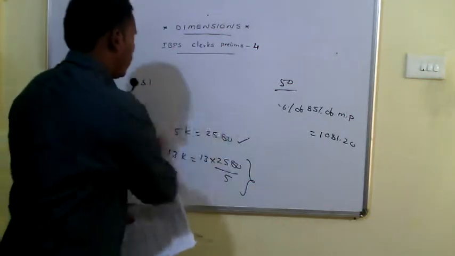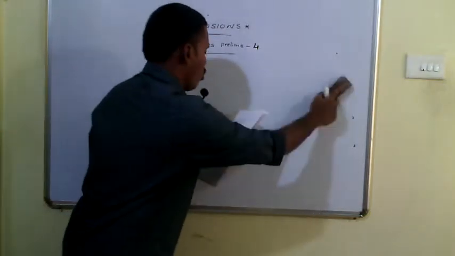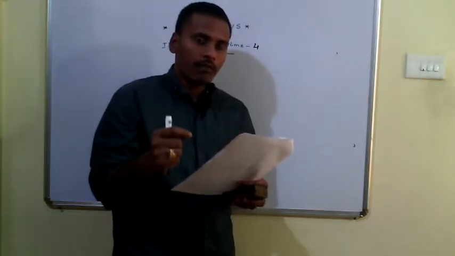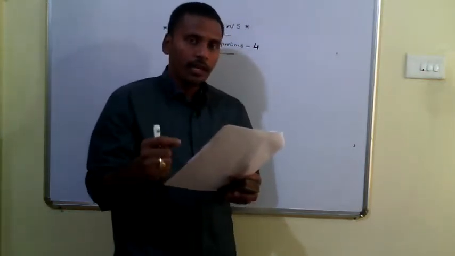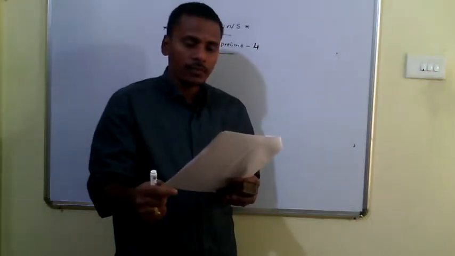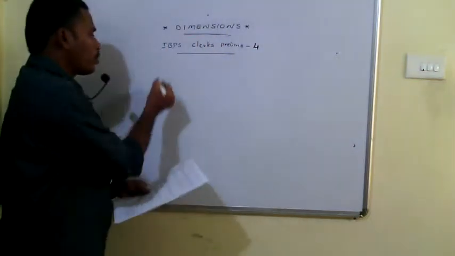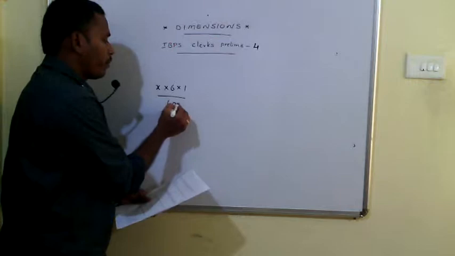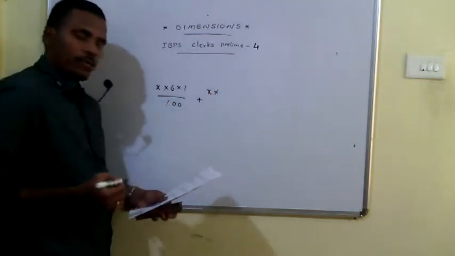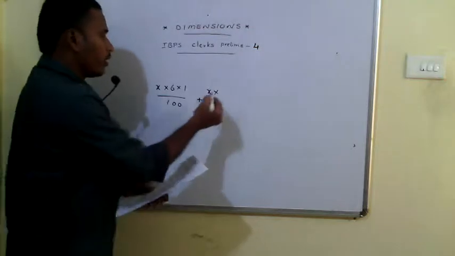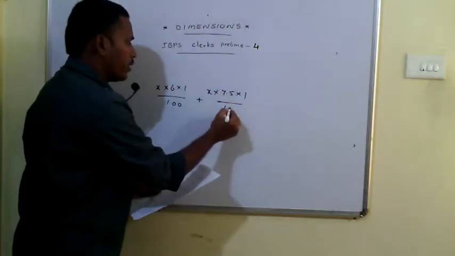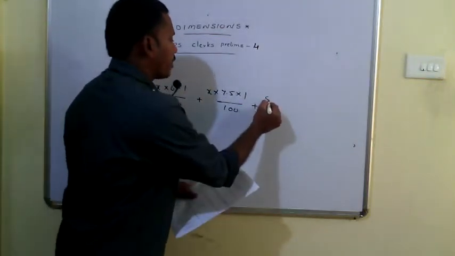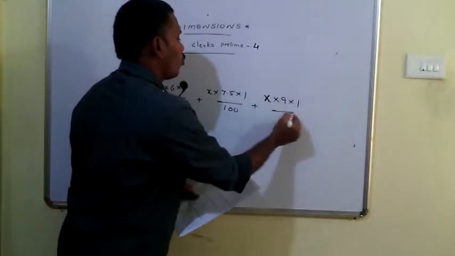For the 53rd problem, it is given that Shamita took a loan at simple interest rate of 6% per annum in the first year, and it is increased by 1.5% per annum every year. If she pays 8,190 as interest at the end of 3 years, what was her loan amount? Initially, suppose the loan amount is x. For the first year, the interest is x into 6 into 1 by 100. And the next year, the amount is x, since it is simple interest, the amount will be the same, but the interest rate is 7.5, so x into 7.5 into 1 by 100. And for the third year, the interest rate is increased by another 1.5. That means it will become 9%. So the interest is x into 9 into 1 by 100.